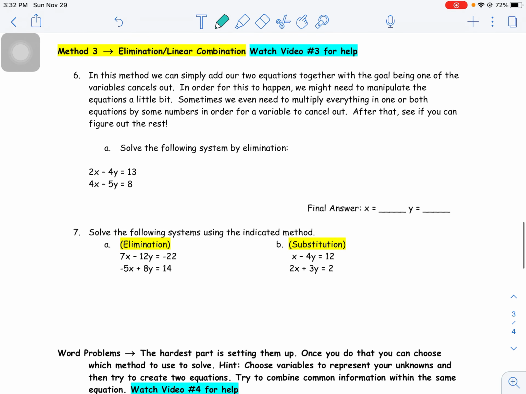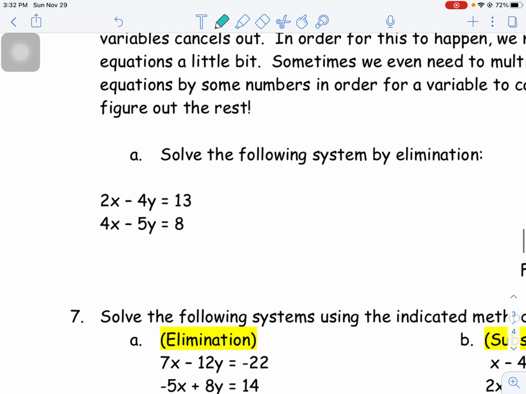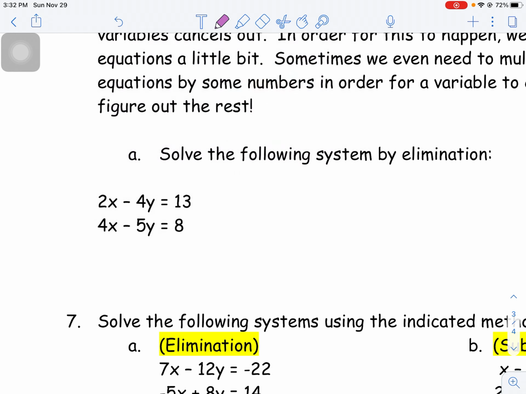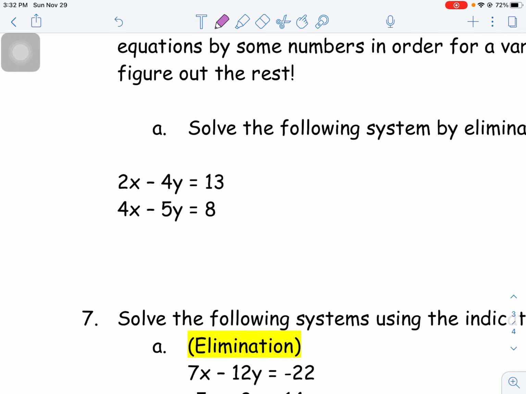All right, method number 3, we're talking about elimination. So elimination is where we're going to try to get rid of a variable. So this way can be a little bit tricky, but some people really enjoy this way as well.